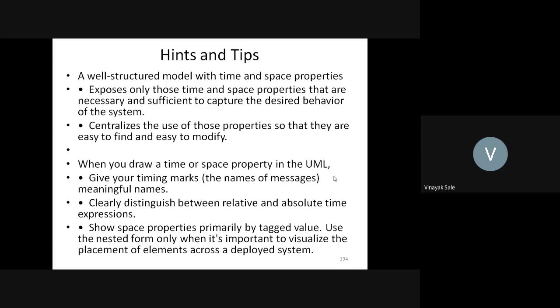When you draw a time or space property in UML, give your timing marks meaningful names. Clearly distinguish between relative and absolute time expressions. Show space properties primarily by tagged values. Use the nested form only when it's important to visualize the placement of elements across the deployed system.